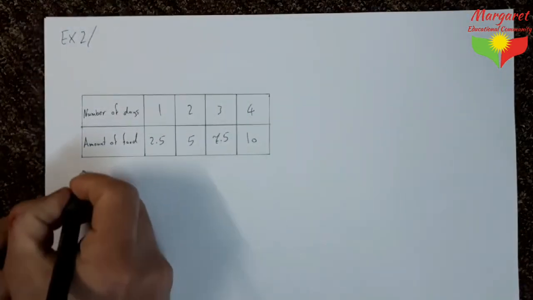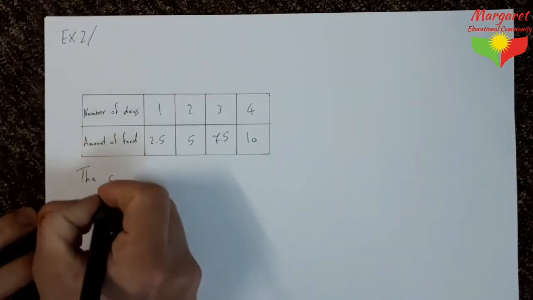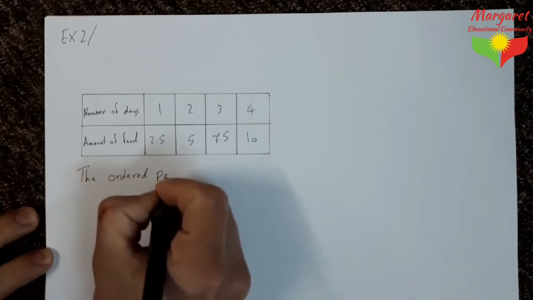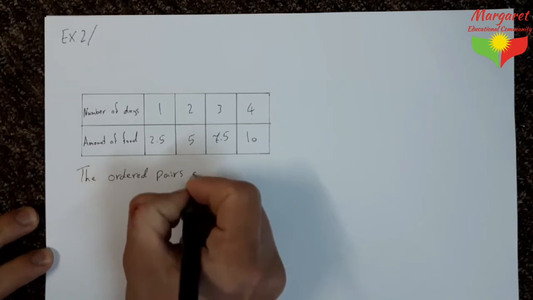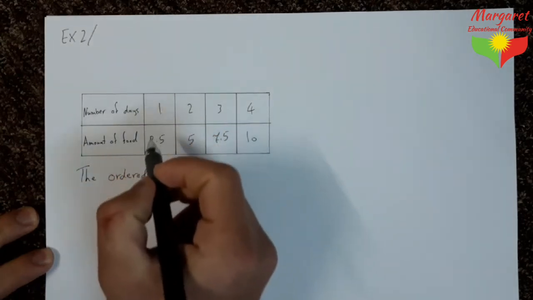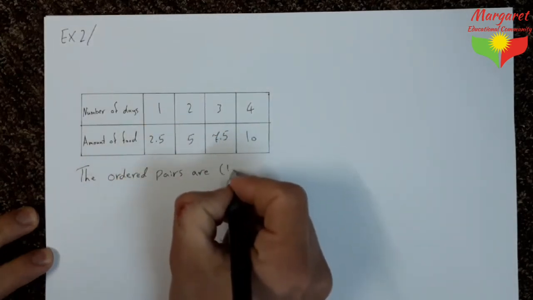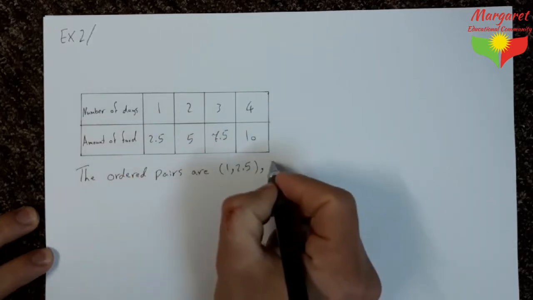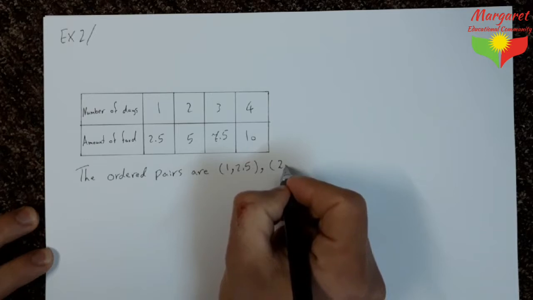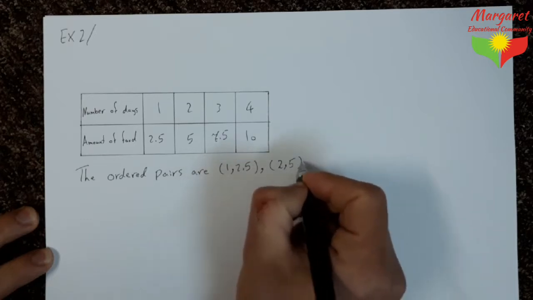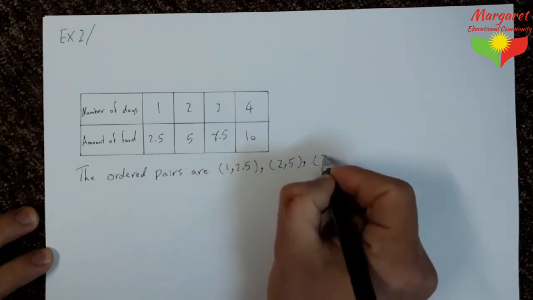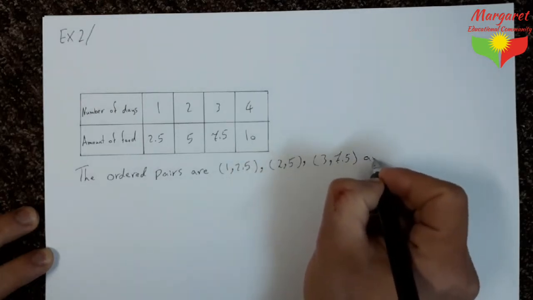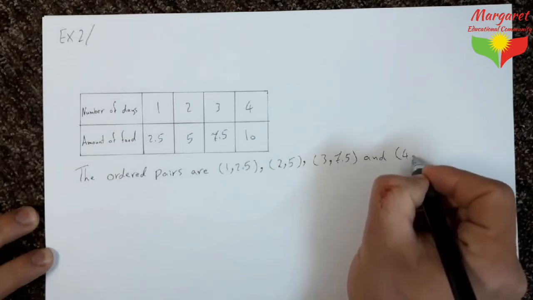So, the ordered pairs are 1, 2.5 and 2, 5 and 3, 7.5 and 4, 10.